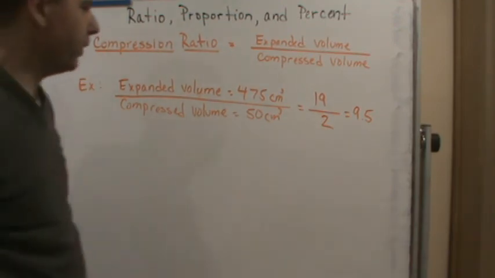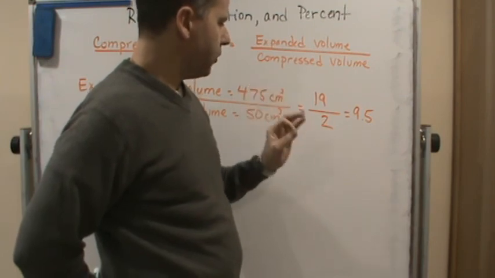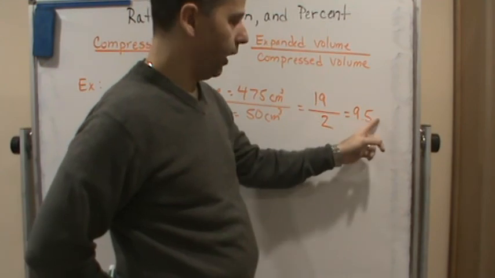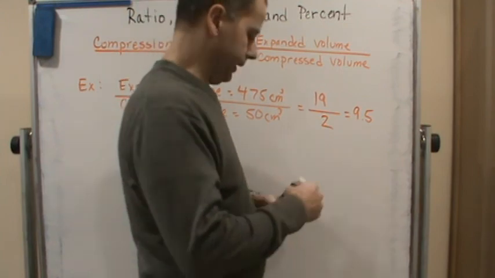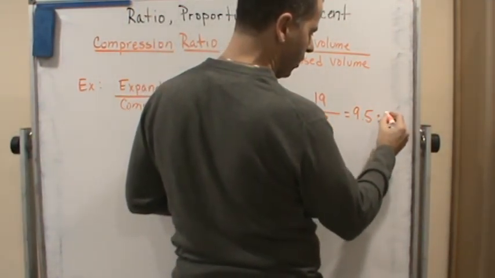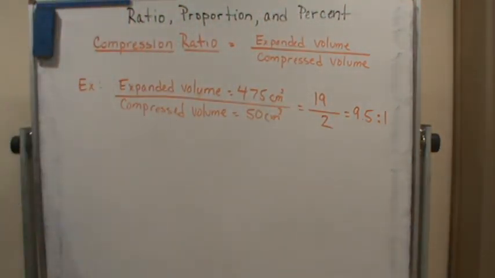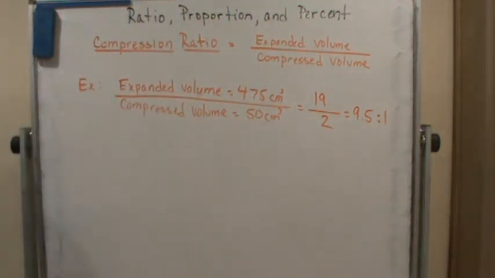Okay, so the reason why we would write this as 9.5 is because ratios are most of the time compared to 1. So it's always some ratio where the denominator is 1. So in this case, this would be 9.5 to 1. And so that would be the compression ratio, and that's how we would say it. We would say the compression ratio is 9.5 to 1. Okay, so that's it. We'll come back and we'll do another example.